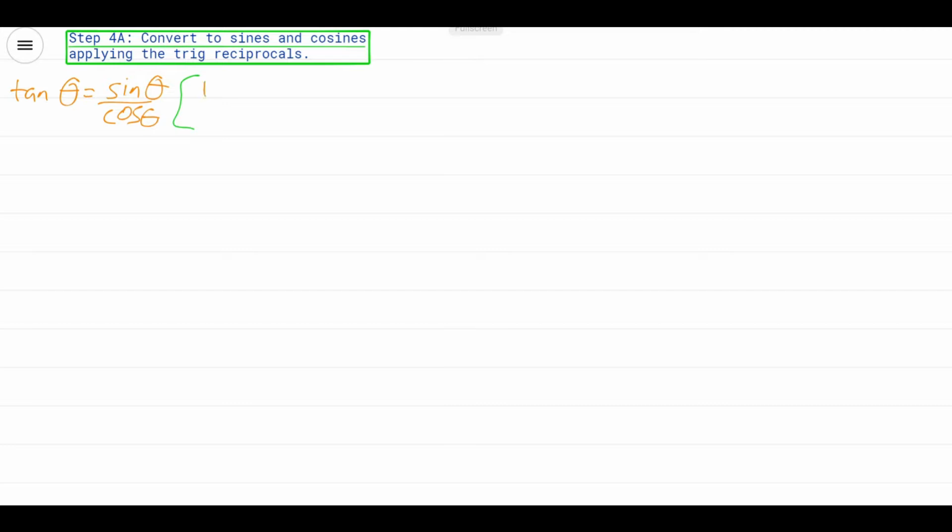So now I'm going to convert to sines and cosines by applying the trig reciprocals. This step right here is just a matter of trigonometry, not even calculus. So the trig identities that I need to know: tangent theta is equal to sine over cosine, and 1 over tangent is equal to cosine theta over sine theta, which is equal to cotangent. And secant theta is equal to 1 over cosine theta. I put green brackets around the ones that we're actually going to substitute.